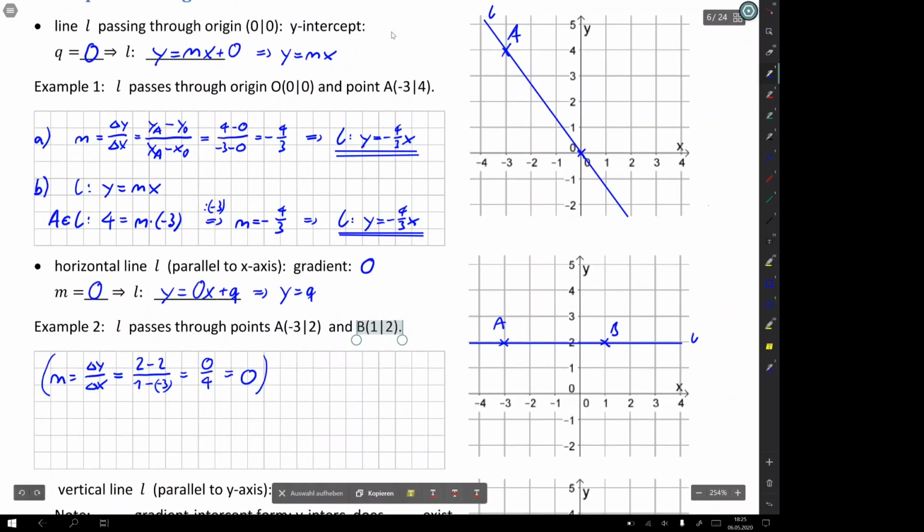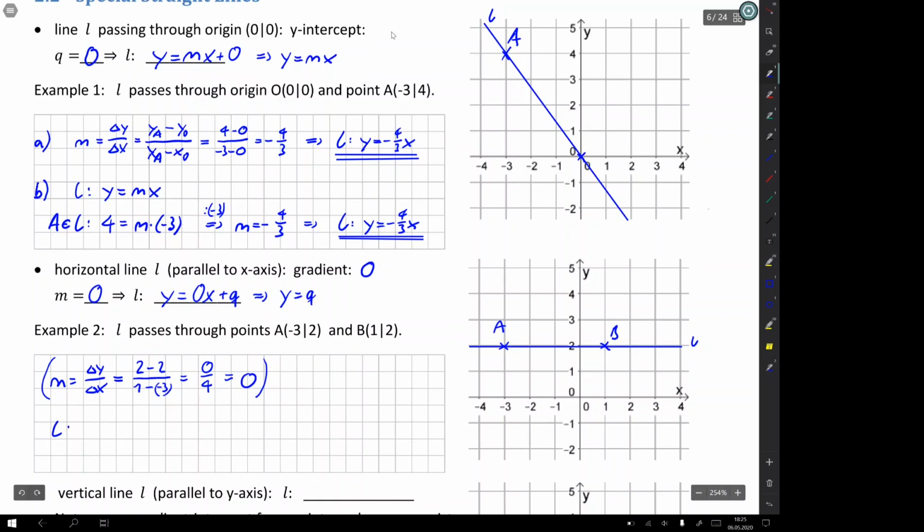The other way, we realize immediately it's a horizontal line, so we just say the equation of L is y equals q. If we didn't do it, we could also just say y equals mx plus q, and inserting the 0, we get y equals q. And then we can say, well, A lies on the line. So A's y coordinate is 2, and that equals q. So we found how much q is, and now we know the equation of the line is just y equals 2.